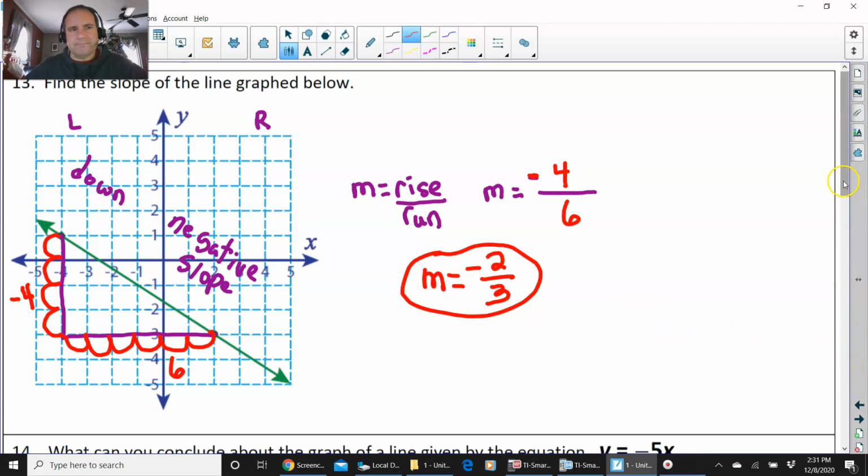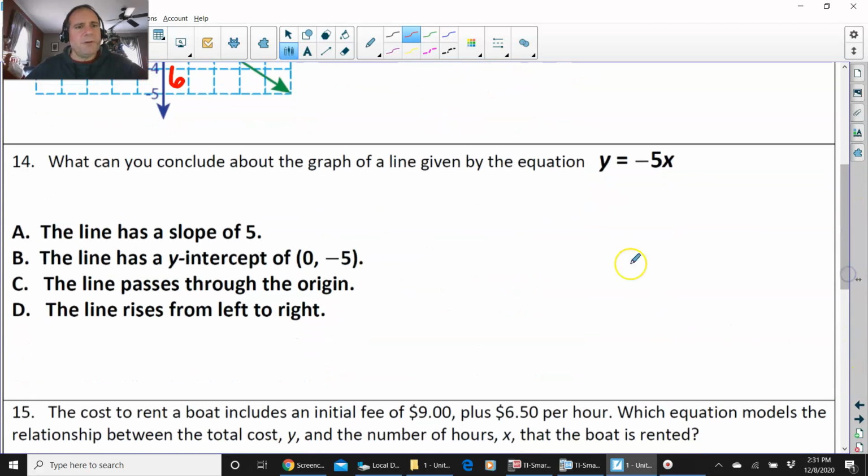All right. Number 14, what can you conclude about the graph of a line given by this equation? The line has a slope of 5. Well, let me see. Slope is not 5, it's -5. That's out. The y-intercept is (0, -5). Well, what is the y-intercept? I don't see anything there. It's 0. So this is saying that the y-intercept is -5, though.